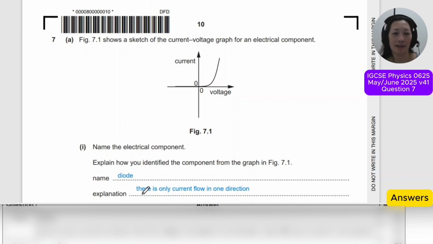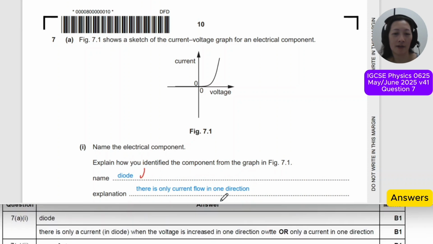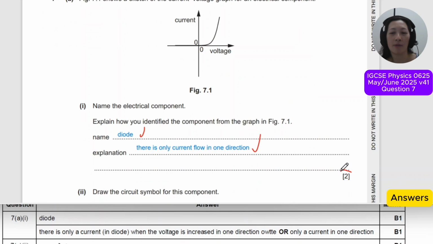So let's check the answer. Yes, this is the diode. And the explanation they accept is when you say there is only a current in the diode when voltage is increased in one direction, or words to that effect, or you can just mention that there's only a current in one direction. So that's one more mark for the explanation, and that's how we can get 2 marks.